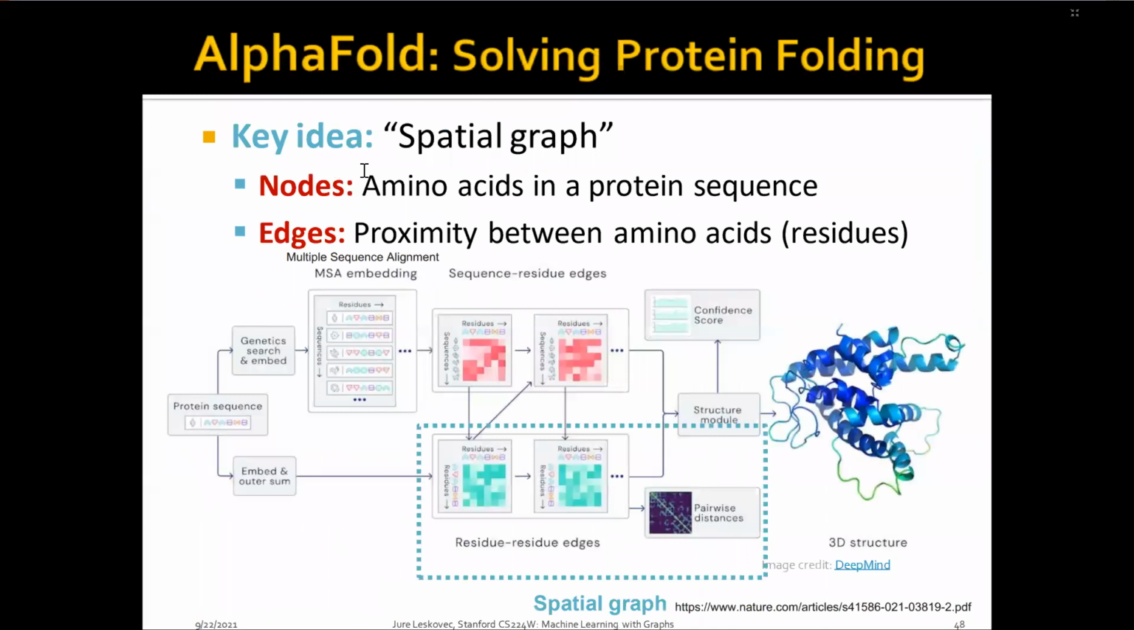So this is the key idea in AlphaFold. It basically defines the 3D structures of proteins with spatial graphs, right? The nodes are amino acids in that sequence, and the edges are the proximity between these acids, or the distances between them. I understand this is kind of like the embeddings of these acids. So this is the sequence.